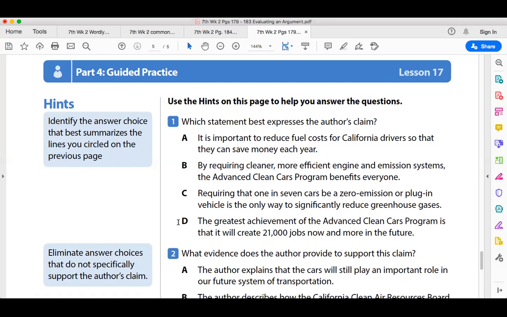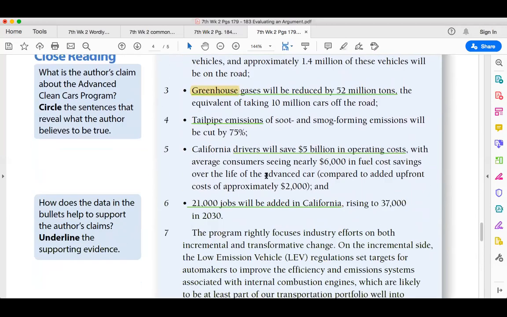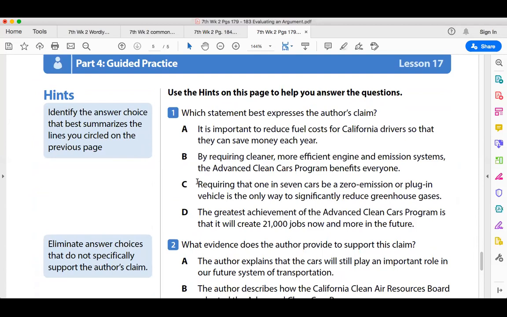Now, what I really want you to think about is that some of those answers were the things that we underlined. Those are your evidence, your facts. We don't want those that help support his claim. We want what's up here. So what do you think the correct answer is? A, B, C, or D? Highlight it. Well, let's look at A. A is incorrect, y'all. A is wrong because reducing fuel cost is evidence. It's not the author's claim. That's one of the things we underline.